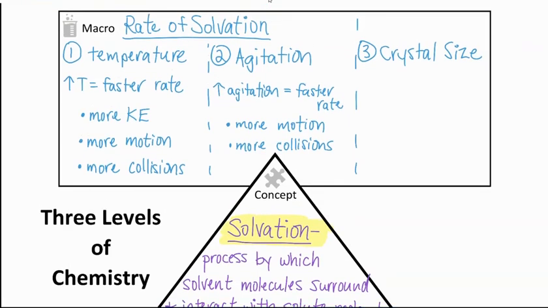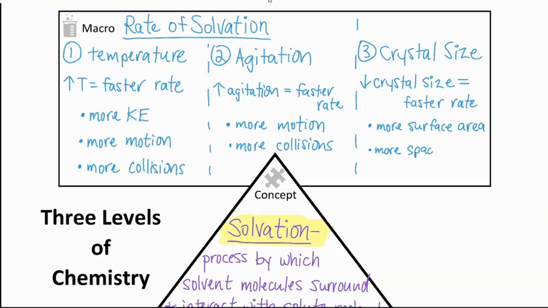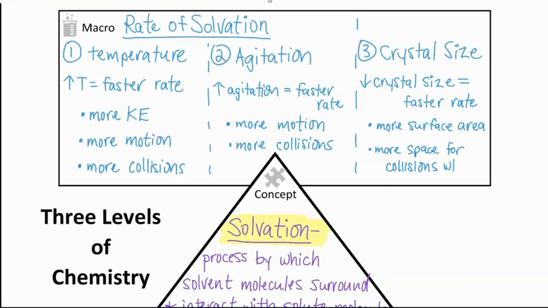Finally, crystal size. We saw the opposite trend this time: when we decreased the crystal size, we got a faster rate. In this lab, we had large crystals, normal size crystals, and a really fine, powdered salt. The powdered salt gave us a faster rate. The reason is that when we have smaller crystal size, we have more surface area for the solvent to interact with the solute. That means more space for collisions with our solvent, and that's exactly what increases our rate of solvation.